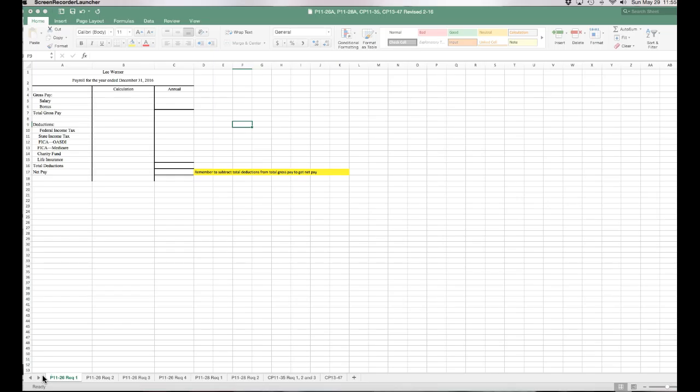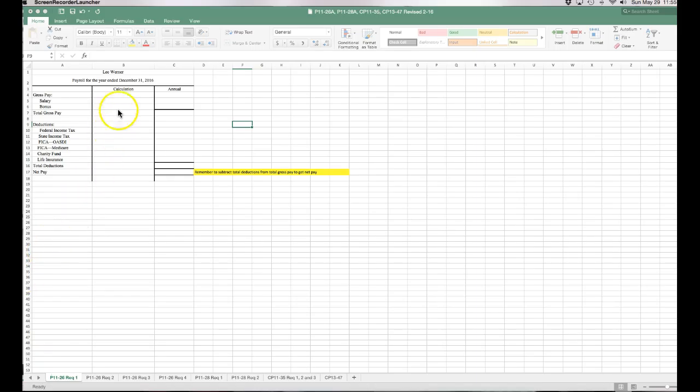We have one particular employee, Lee Werner, that we're looking at to calculate what his payroll is for the entire year. Now, note that it is for the entire year. The numbers that they give you, though, may be for a monthly basis, so you'll have to calculate that based on a yearly basis, though they're giving you monthly numbers.